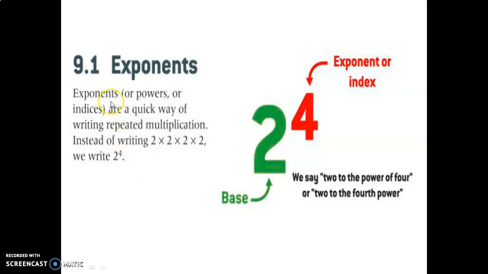Let's take a look. Exponents are also known as powers or indices, and they are a quick way of writing repeated multiplication. For example, instead of writing 2 times 2 times 2 times 2, we can just write 2 to the fourth power. So it's just like an abbreviation. Here, this is called the base. This number here is called the exponent or the index. And we can say 2 to the fourth power or 2 to the power of 4.